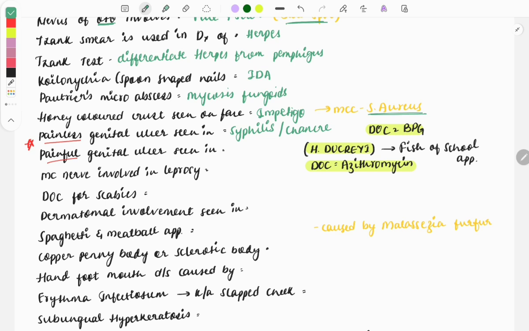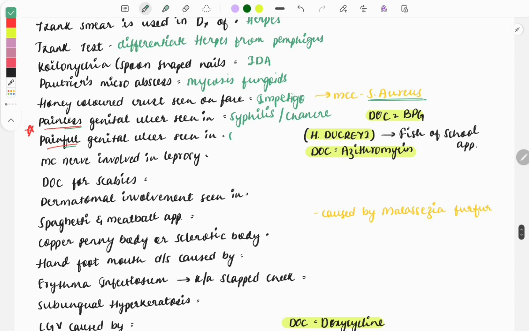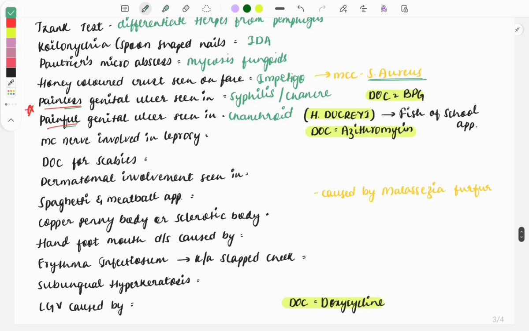Okay, so in the question you should be very careful while reading whether it is painless or painful, because there is confusion and every time there is a high chance of choosing wrong, so you need to look at it very carefully. Then if painful genital ulcers are given, the answer is chancroid. The causative agent of chancroid is Haemophilus ducreyi, also asked as a one-liner, and a school of fish appearance is seen in this. Also questions are asked on the drug of choice for chancroid, which is azithromycin. Okay, so certain one-liners asked on genital ulcers are a must topic.